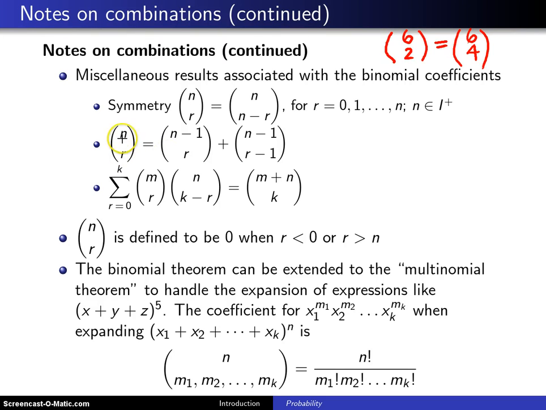The second one here is that N choose R is N minus 1 choose R plus N minus 1 choose R minus 1. This is the way, when we were doing Pascal's triangle, that we formed the nth row by adding the 2 values in the n minus first row that were above it. And finally, here is another miscellaneous result. If you take this summation of the product of 2 combinations, you get this particular quantity.